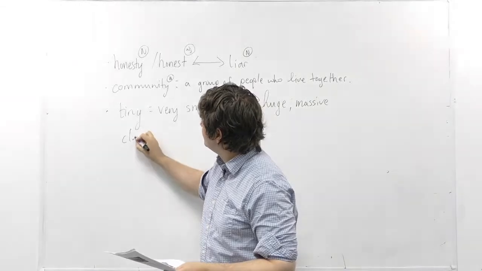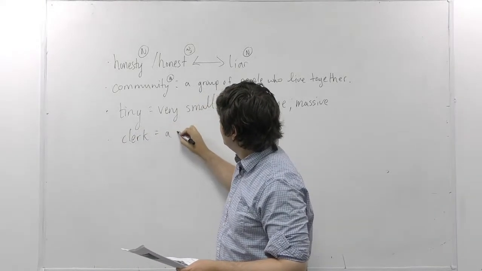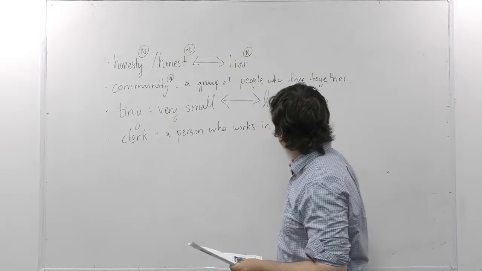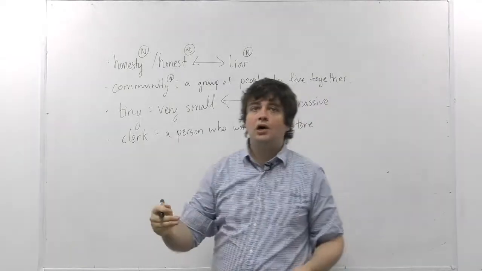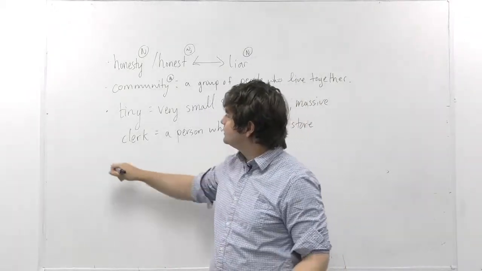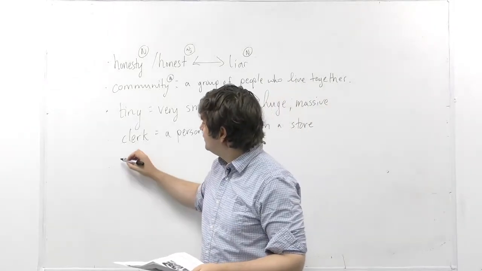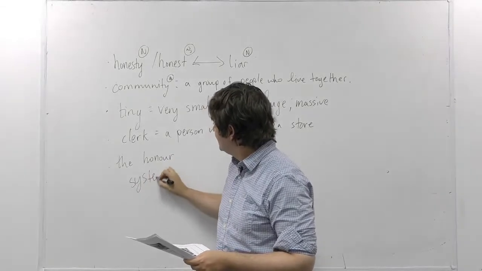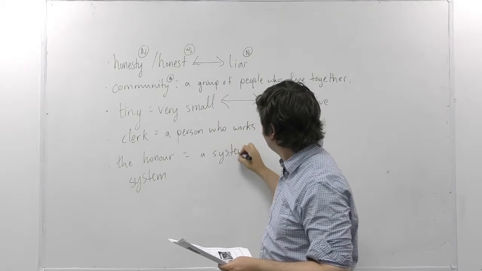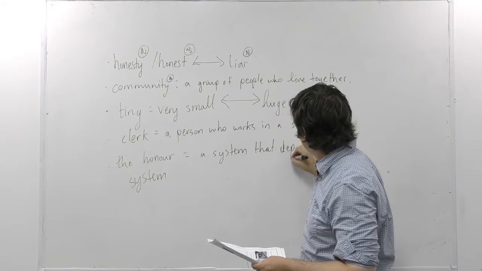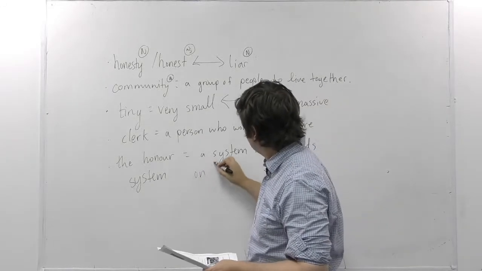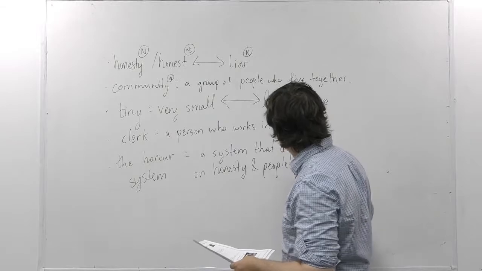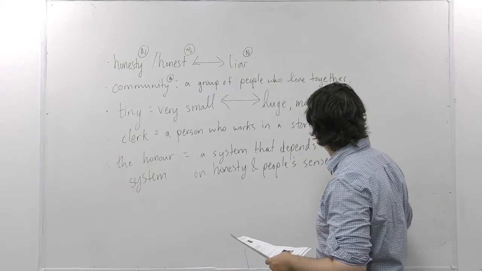Next term we have here is clerk. A clerk is basically just a person who works in a store. Maybe they stock the shelves or they work as a cashier, right? And that is a clerk, so pretty basic. Then we have the honor system. The honor system is quite interesting. It is a system that depends on honesty and people's sense of honor.